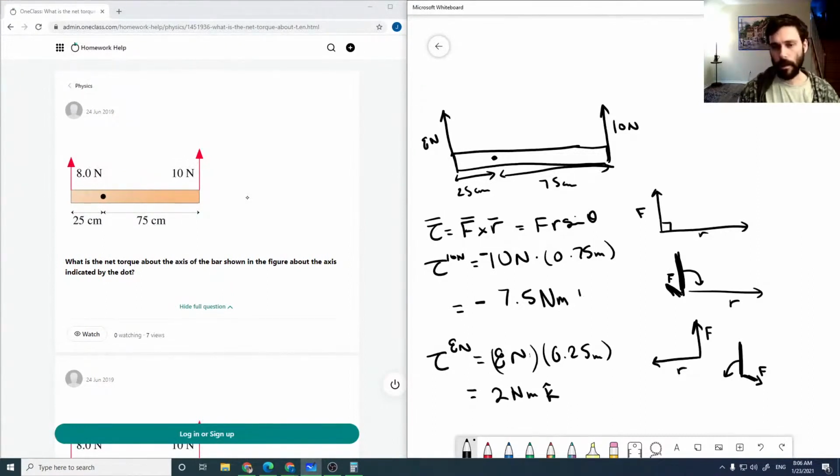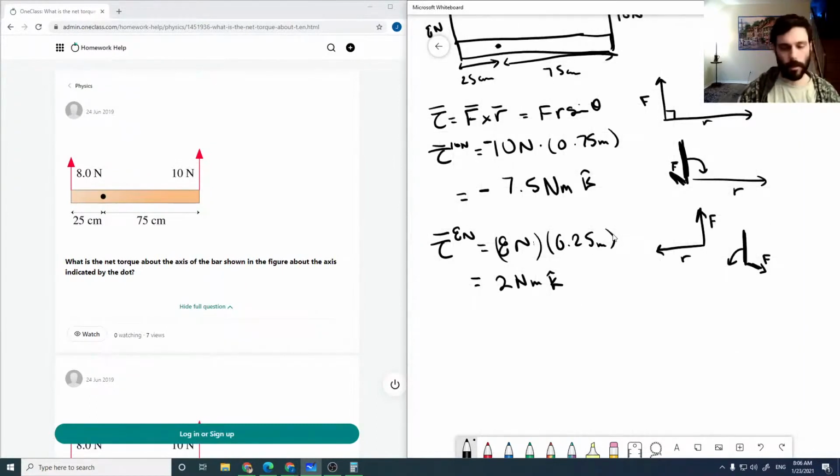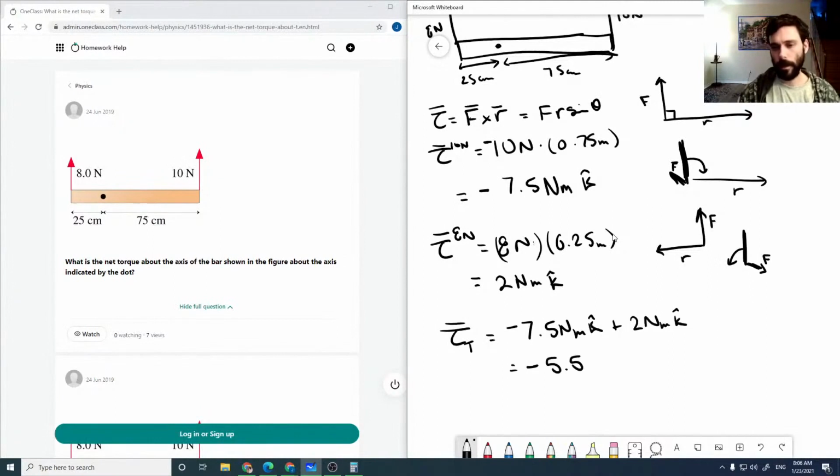And I'll give it a K hat just to keep them straight, which also means that these are vector quantities now. And so then our net torque is minus 7.5 Newton meters K hat plus 2 Newton meters K hat, which is minus 5.5 Newton meters K hat. So there's my net torque.